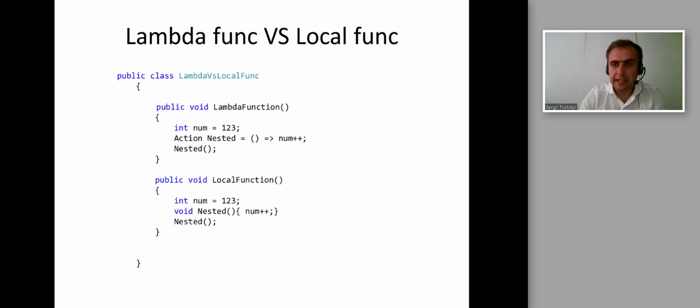Let's move on. Let's compare the Lambda function and the local function. Here you see two functions with the same behavior, the same functionality, but we are using a Lambda statement in the first function, and a local function in the second one. What will be the difference?